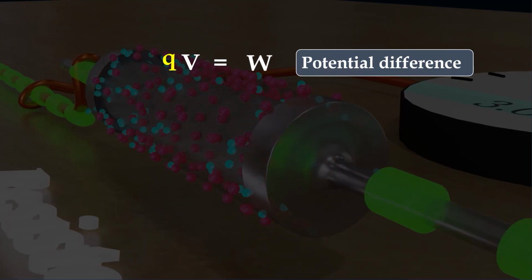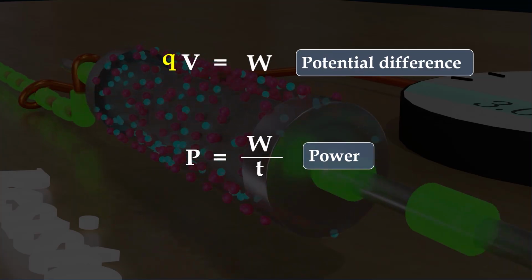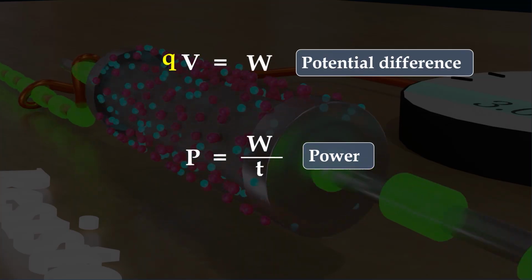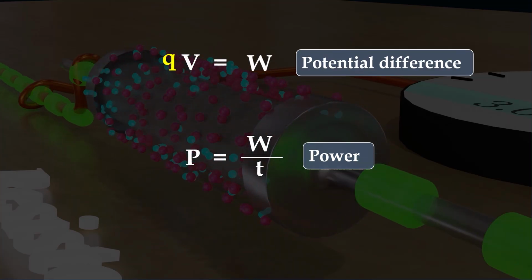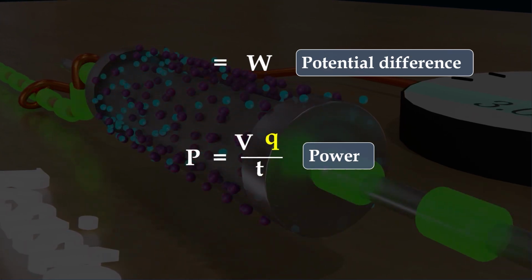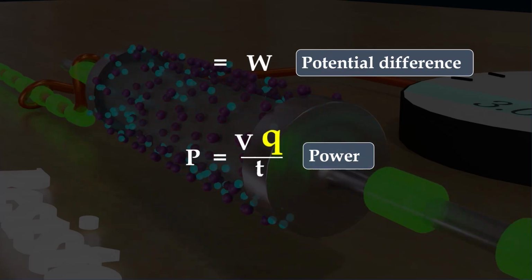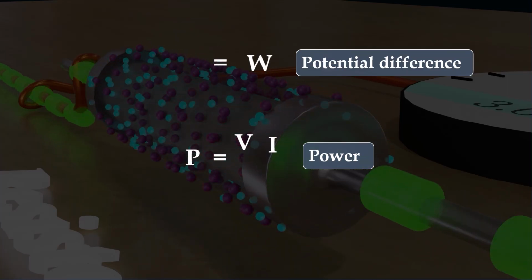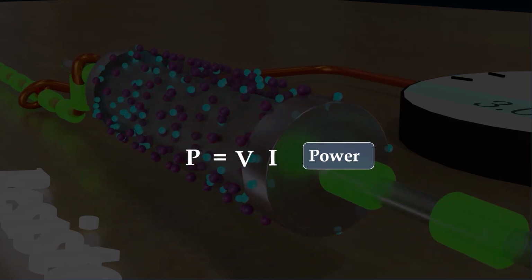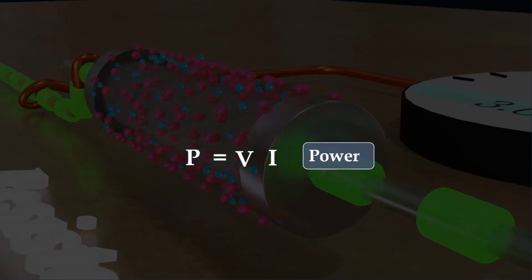Now let us connect this with power. Power is defined as work done per unit time. So we can write power equals work done divided by time. We already know that work done is QV. So power becomes power equals QV divided by t. But charge per unit time, that is Q by t, is nothing but current I. So finally we get power supplied by the battery equals VI.